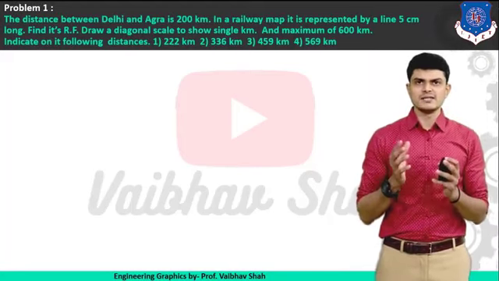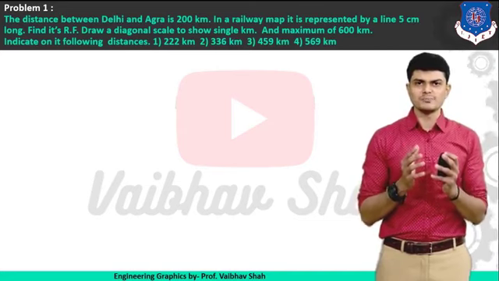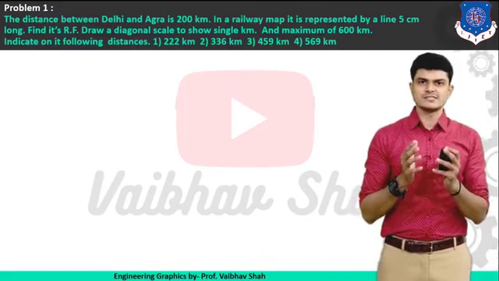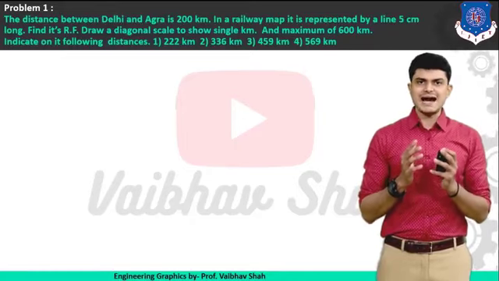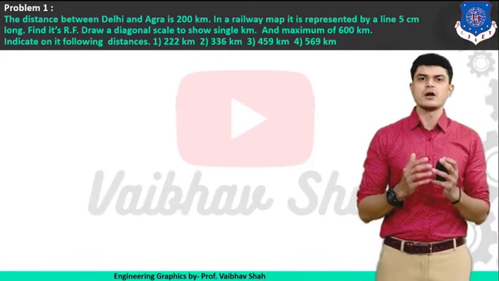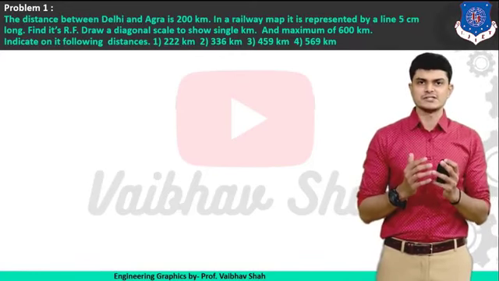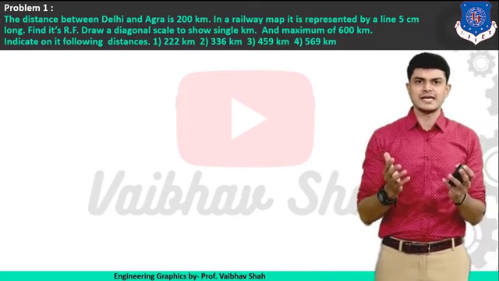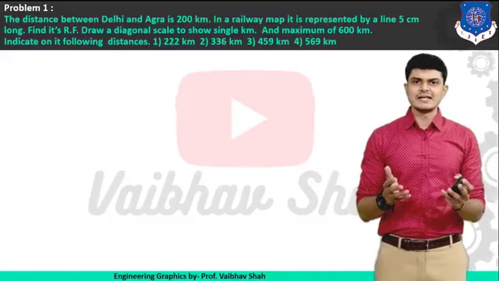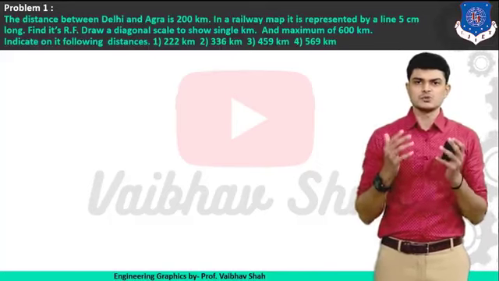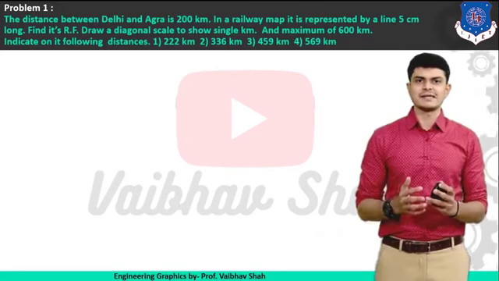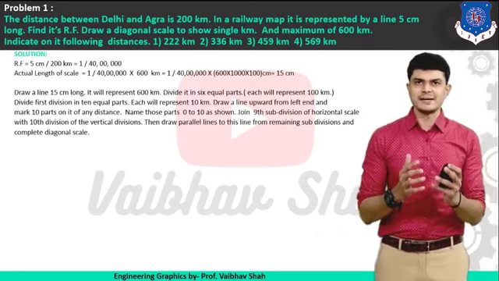Let us first start this example by understanding its statement. Here the distance is 200 kilometers, which is shown by a 5 centimeter long line, which means a scale is given and we need to use the scale to find out our RF. After finding RF, we will use our second equation, the actual length of scale equation, to find the length of the scale which we are going to draw on our drawing sheet. And after that, finally we will use these distances to show on our scale. So let us begin with our example. First we will start with the mathematical calculation.